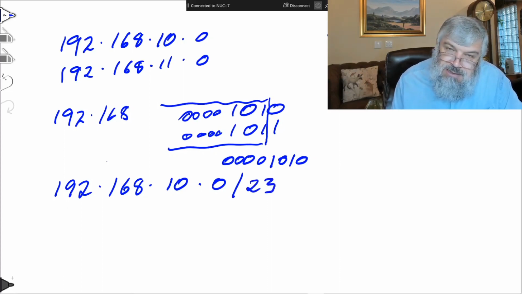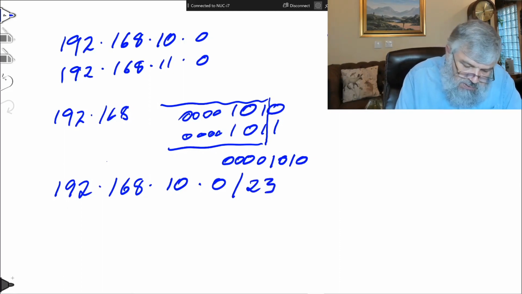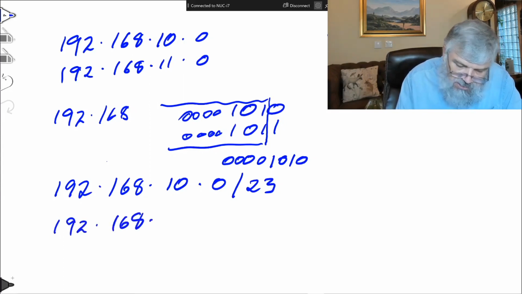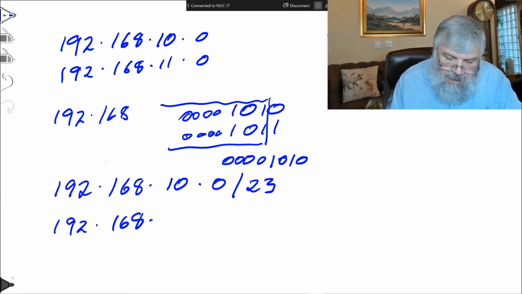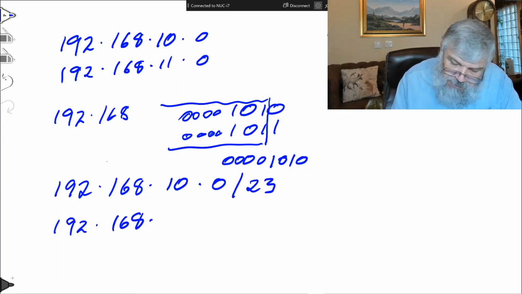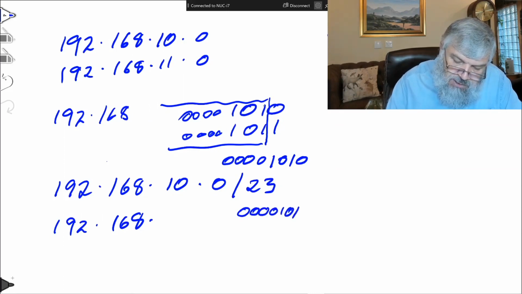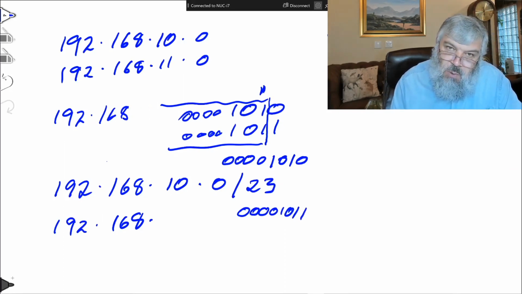To calculate the broadcast address of this, I would again use the 192.168. That was given. And I now in binary have to write down the network portion, which was 101, that part that you see there. And I have to pad it with ones. Remember, all the host bits have to become ones.